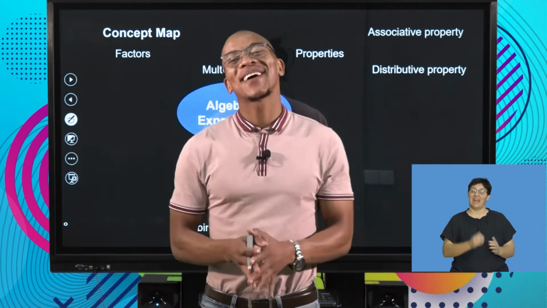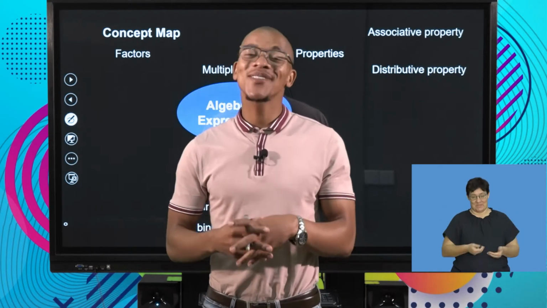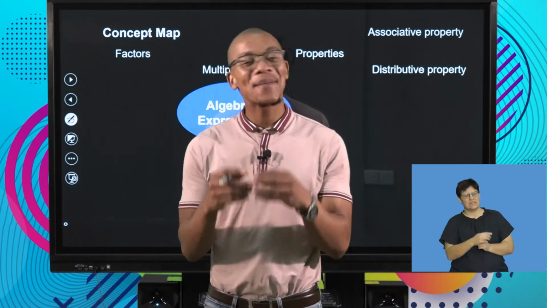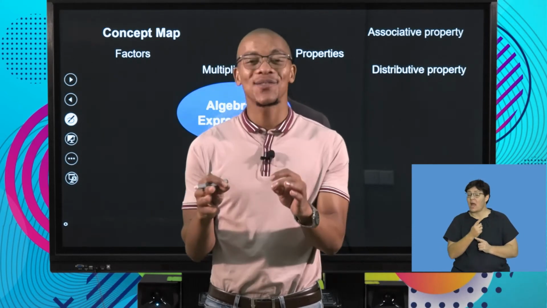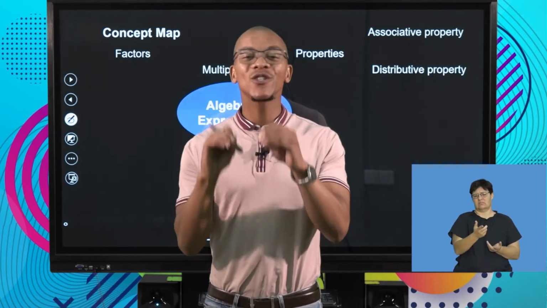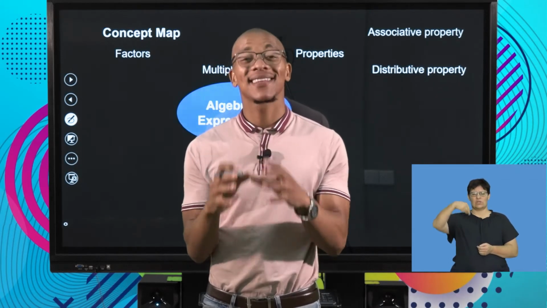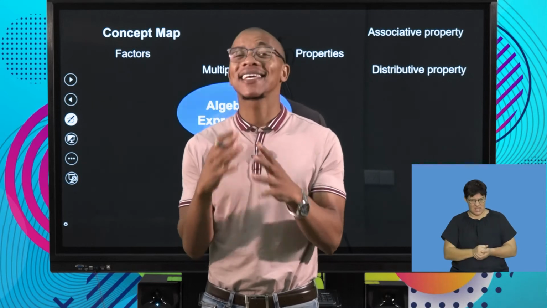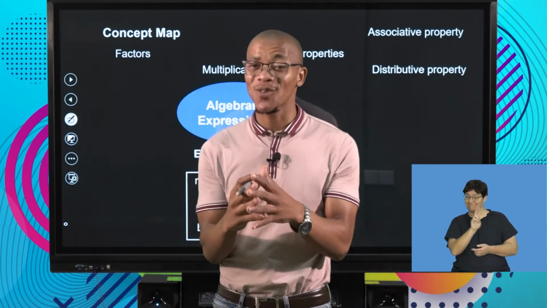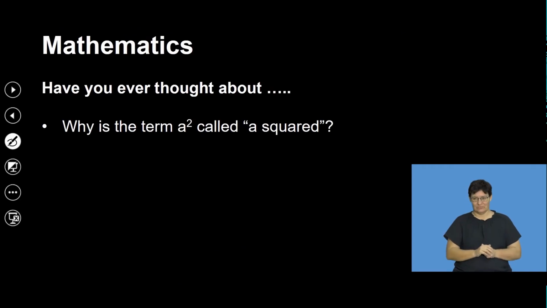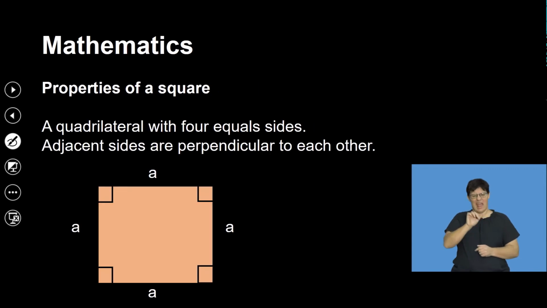Hi guys, welcome back. So right now we're going to look at something else. Remember I said our leading question was, why is a to the exponent of 2 called a squared? That's what we're going to try and look at in this particular segment of the show. Remember the question that I started with: a to the exponent of 2, why is it called a squared?